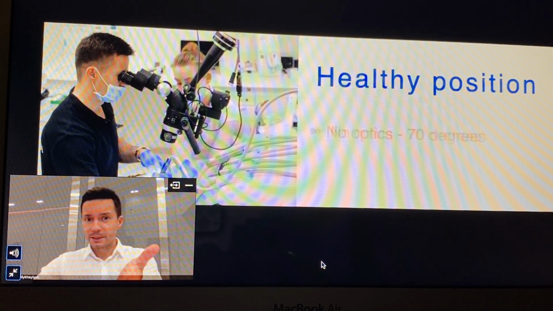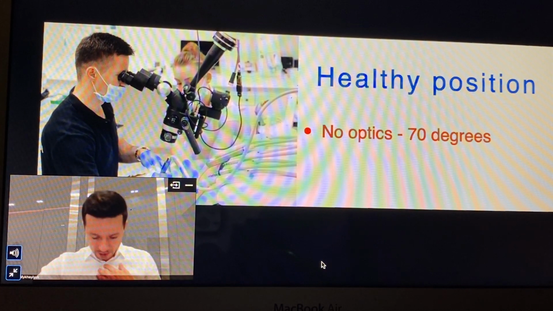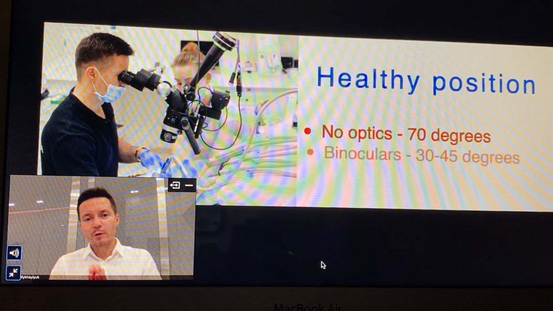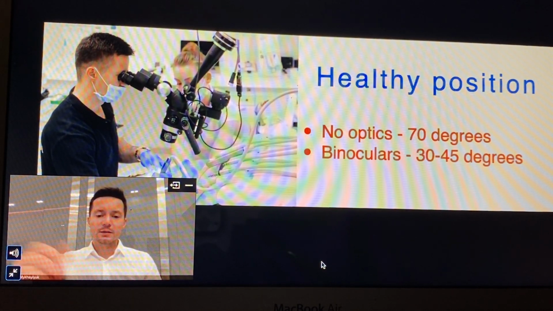Look, without optics, the angle of the neck is 70 degrees, so it's really not comfortable. With binoculars, it's improved, but the most comfortable position is an angle from 0 to 20 degrees. And actually, with the microscope, we can sit completely straight, no problem. What does it help us with?